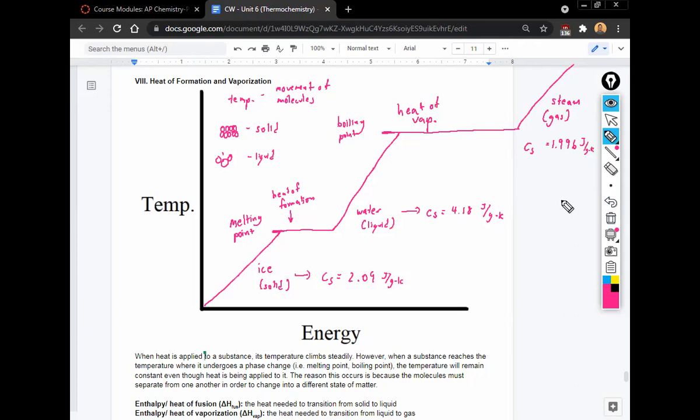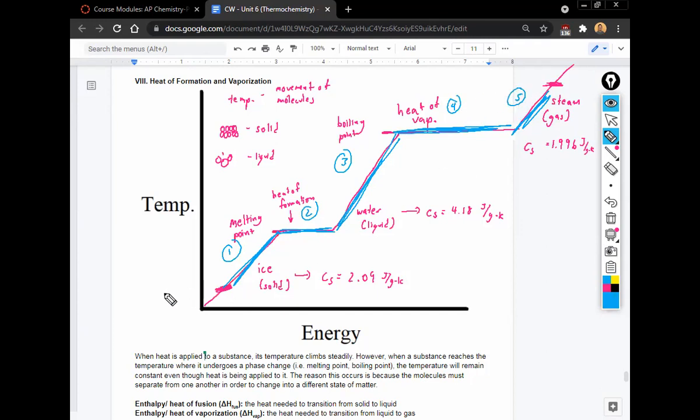So when you're trying to find out how much energy it takes, for example, to go from a piece of ice to steam, you're first going to have to calculate how much energy it takes to melt it. Then you're going to have to find the heat of formation. Then you're going to have to find out how much energy it takes to heat up the water, how much energy it takes to vaporize the water, and then how much energy it takes to increase the temperature of the steam. So there's going to be 5 different parts that you're going to have to do.